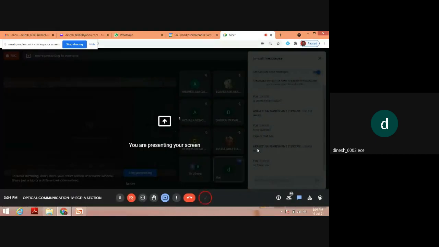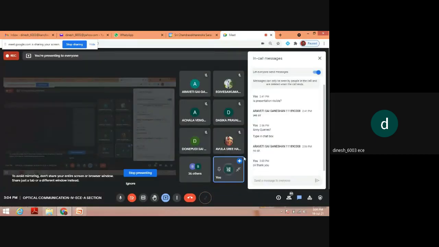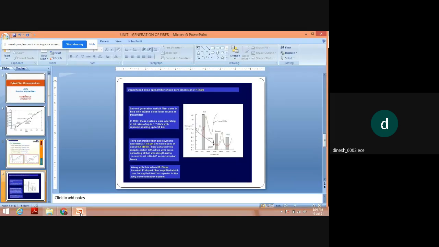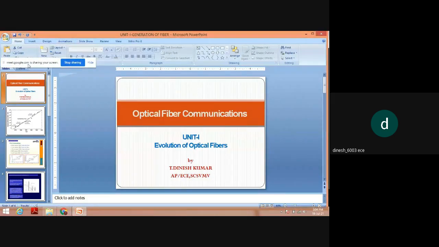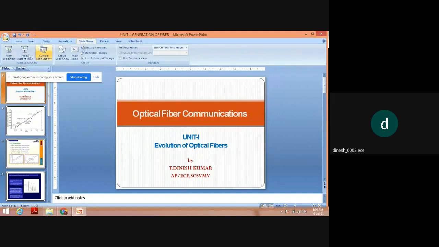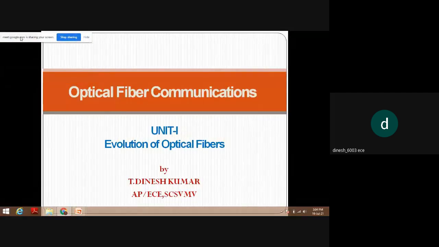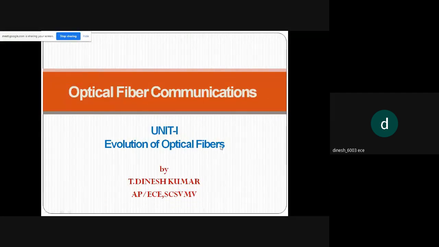Okay, since I couldn't find any queries in the chat box, I move on to the next presentation, which is the evolution of optical fibers. How these optical fibers came into existence, how they are being treated now, how they will be treated in future, and what are its different generations.